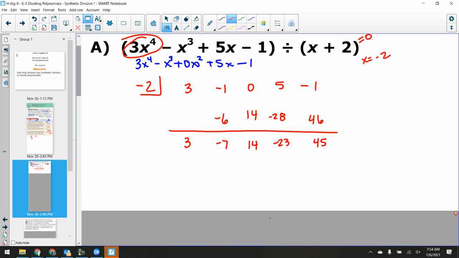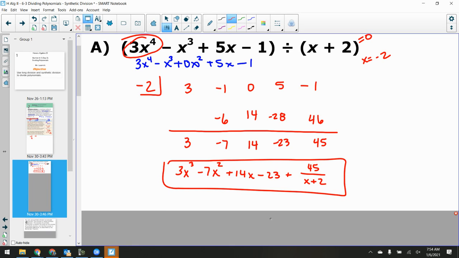So these are our coefficients. 3x to the 3rd, -7, and then start descending. x squared plus 14x minus 23. And then that 45, that last number left over, is our remainder. The remainder of +45 over, and we were still dividing by x plus 2. And that's my answer.